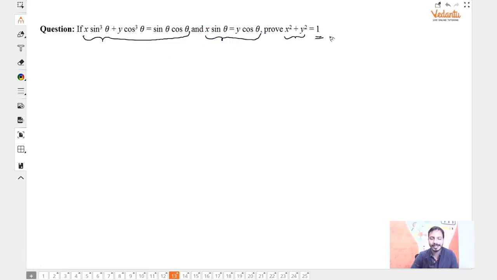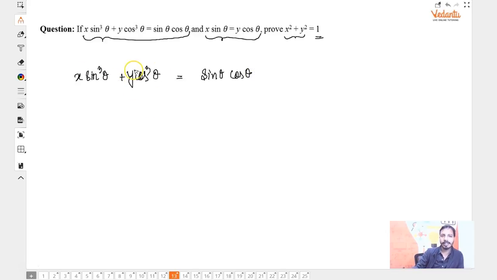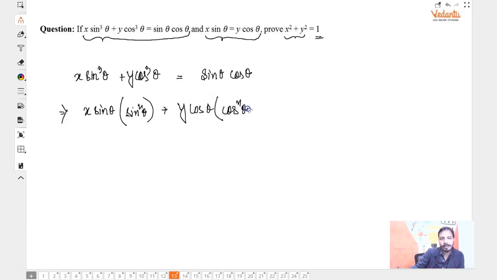Now using, you are done with this. Okay, so I'll get it. Theta cos theta. What can you do here? How can you modify this? So can I write this in this way? X sine theta into sine square theta. Now you got it, right? So y cos theta cos square theta. I can write it, and this can be written as sine theta cos theta. Now you see, now x sine theta and y cos theta, both of them are equal.